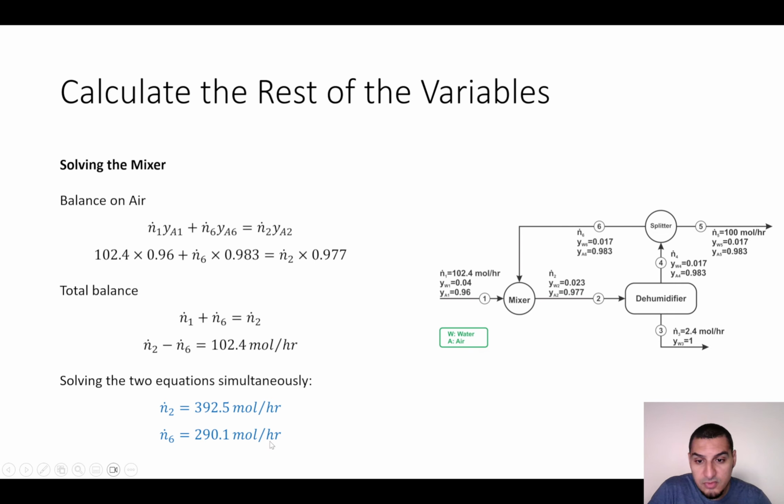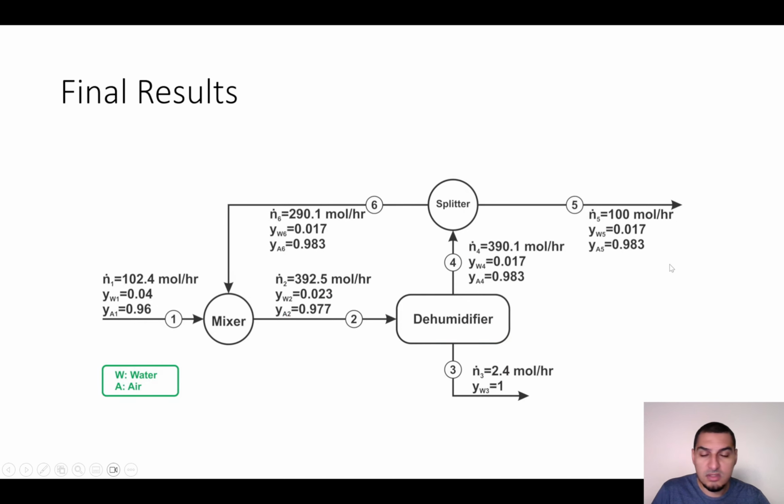And of course, if you know N6, N5, the equation of a splitter is going to be very straightforward. 290 plus 100, this is going to be 390.1. So I didn't do this because it's very straightforward. So this is the final flow sheet after putting all the information and all the compositions. So by doing this, we are done with the mass balance for non-reactive systems, for multi-unit non-reactive systems.